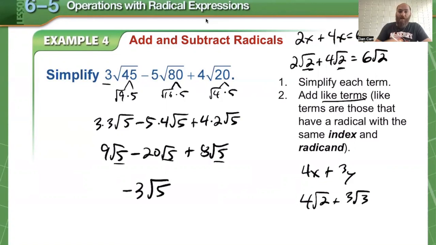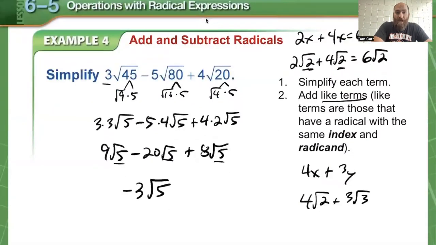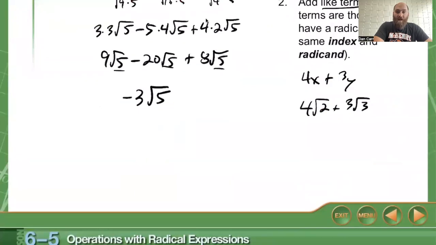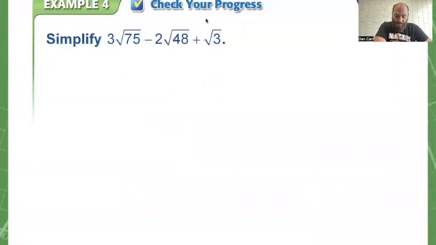Again, the big part about adding and subtracting radicals is they have to be like terms first. Like terms in this case means they're the same square roots. It also has to be square root versus cube root. If we ever had square roots and cube roots, they cannot go together because they're different radicals. So you have to have the same index and radicand. And that's one for you to try on your own.